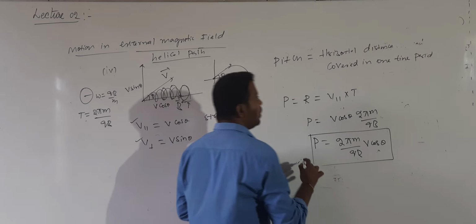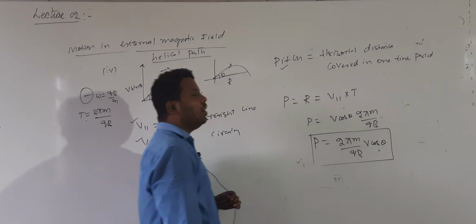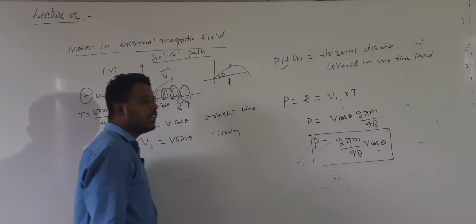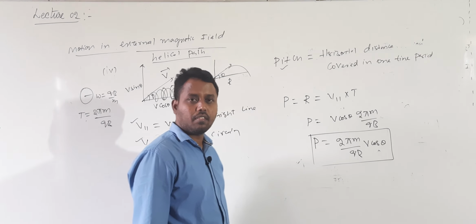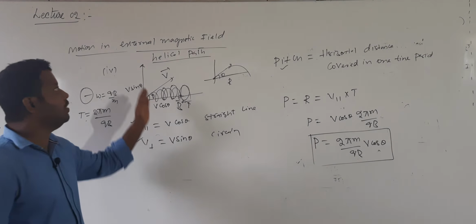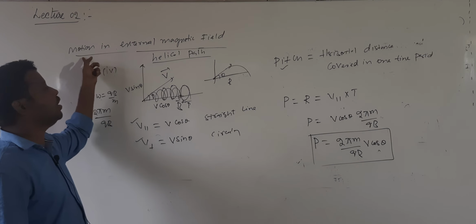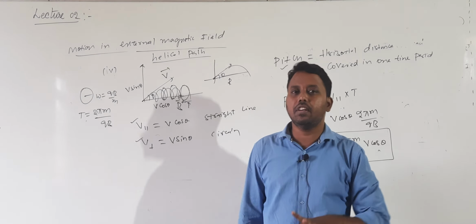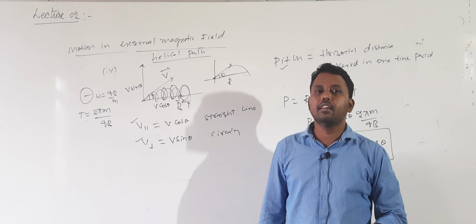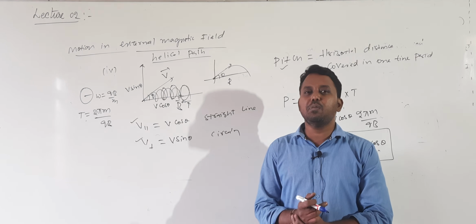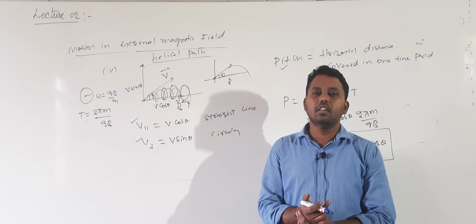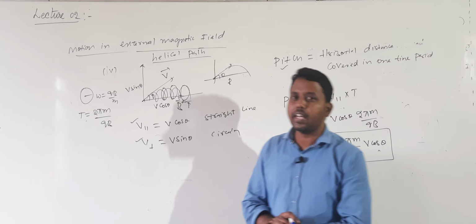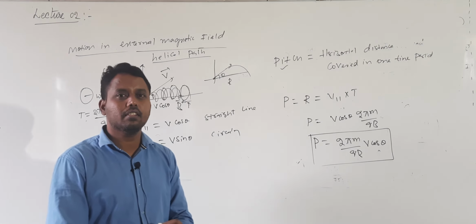The definition of pitch is important. What is pitch? The horizontal distance covered in one time period. This is when the particle will follow a helical path. So this is about the topic, motion of a particle in an external uniform magnetic field. If you have NCERT books, go through them, and you will get still more clarity. The remaining we will continue in tomorrow's class. Okay, thank you.